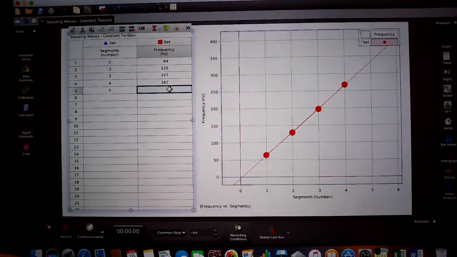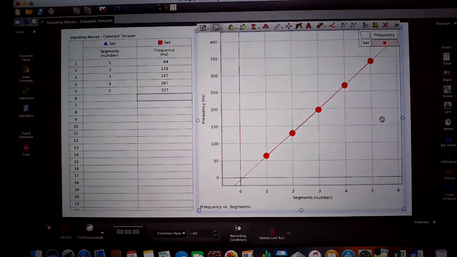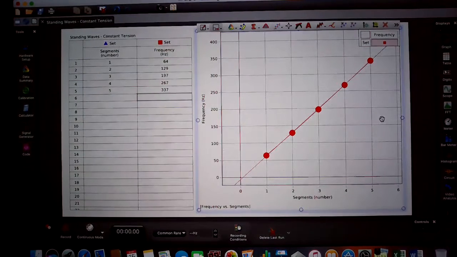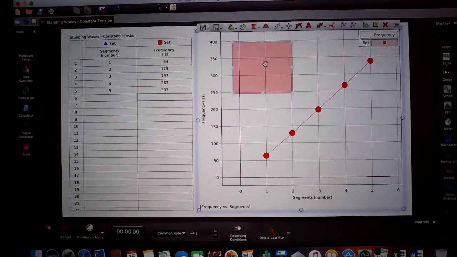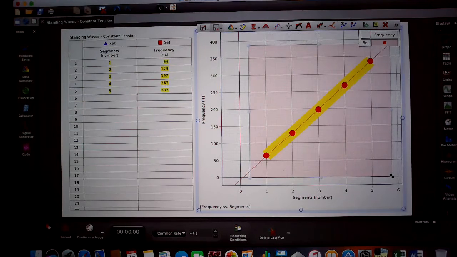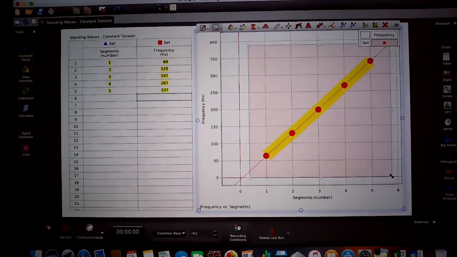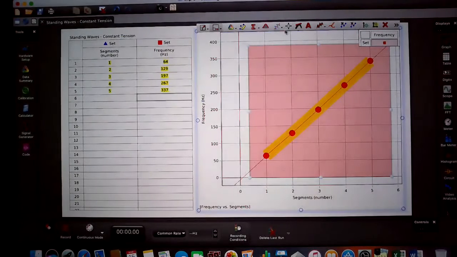Oops, that didn't go in. 337. And wow, beautiful. Very straight row right there. So this result was much better than the first one. So I'm expecting to get fairly good results because we've got a much more linear relationship. I should say all the data points fall on this line really, really well.